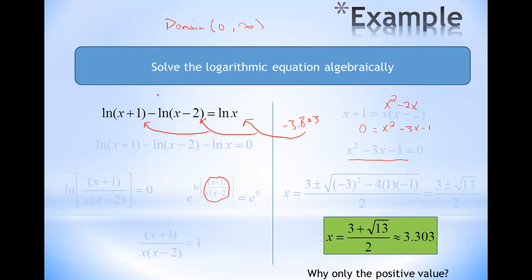For this particular problem, the domain of this is 0 to infinity. This part right there is going to give me a shift to the right 2. So the domain of this one is actually 2 to infinity. And the domain of this term, this is a horizontal shift to the left one. This one's -1 to infinity. And -3.303 is not in any of these domains.